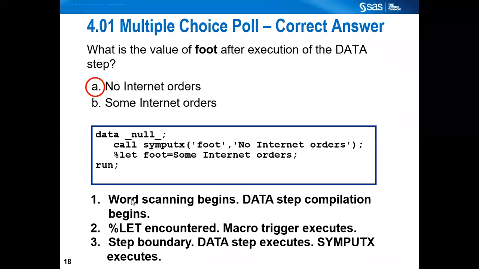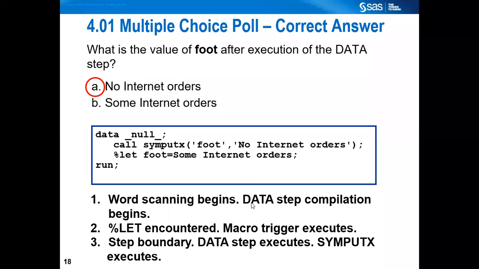Now understand why. While this data step is being processed, we know for every step there are two phases, compilation and execution. During compilation, it will do a syntax check, and it goes to the word scanner, so it has a trigger. So your foot will be created as some internet order. And when it finishes the compilation, it moves into execution. Call symput is an execution time statement. So foot currently in your global symbol table is with some internet orders, but because it has encountered foot again, it will be no internet orders.